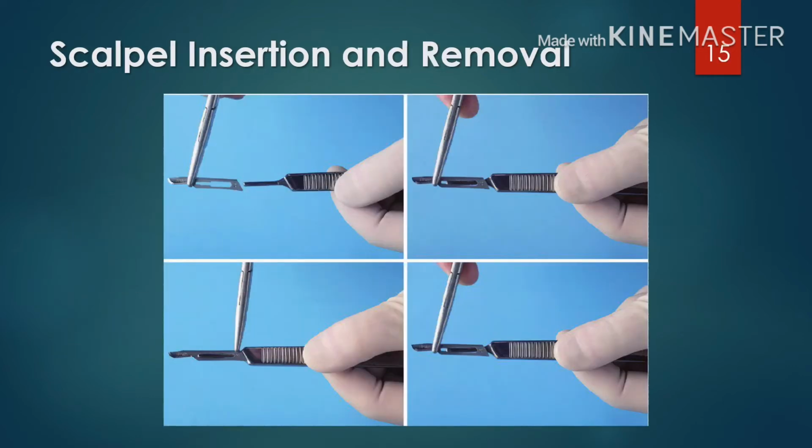Last but not least is the scalpel insertion and removal. When we insert a scalpel, we hold it near the blade, and then we insert it with an angle, and we keep sliding until we hear a click. That's when we know that it's well supported. When we remove it, we start from the opposite direction, from the base of the blade, and then we free it from the lock and slide it in the opposite direction.